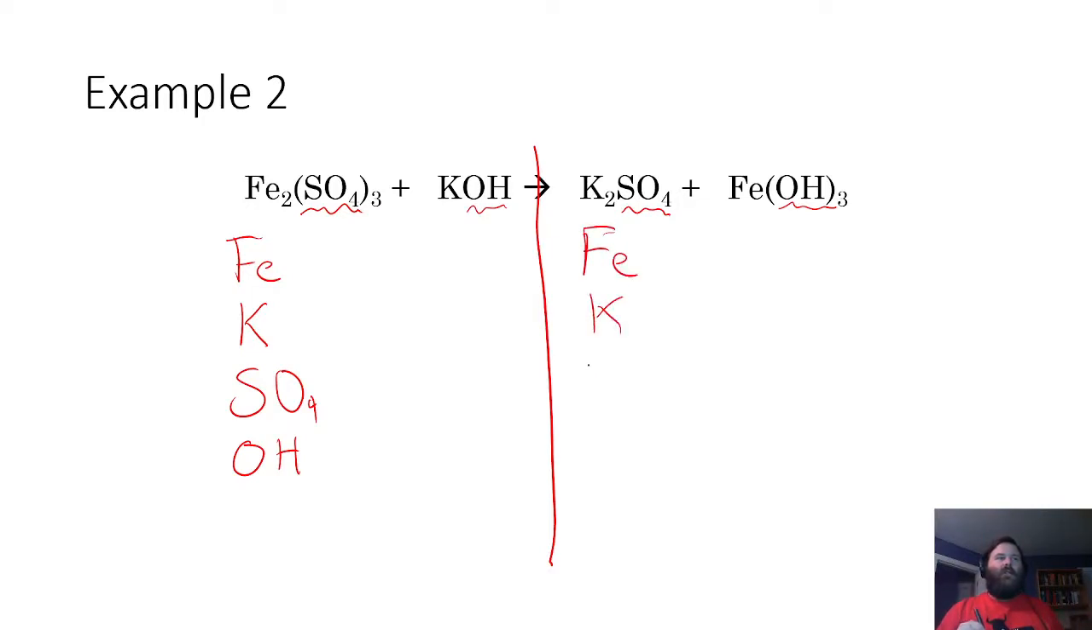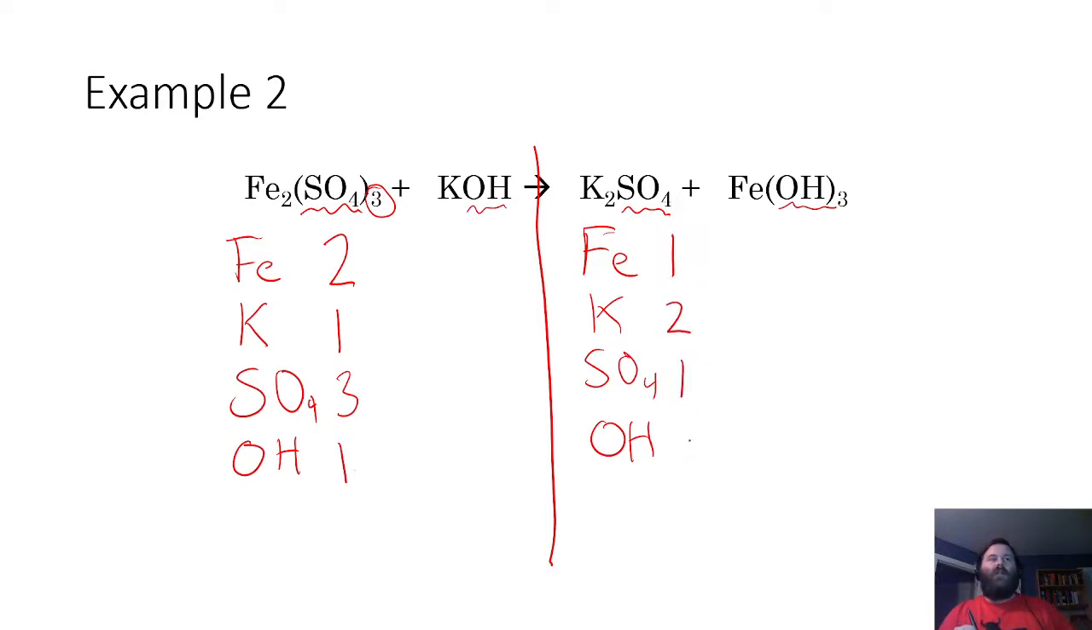Iron, potassium, sulfate, and hydroxide. Okay, so how many irons over here? We've got 2. How many potassiums? 1. How many sulfates? 3. Just remember it's outside the parentheses. How many hydroxides? 1. And then how many irons over here? 1. 2 potassiums, 1 sulfate, and 3 hydroxides.